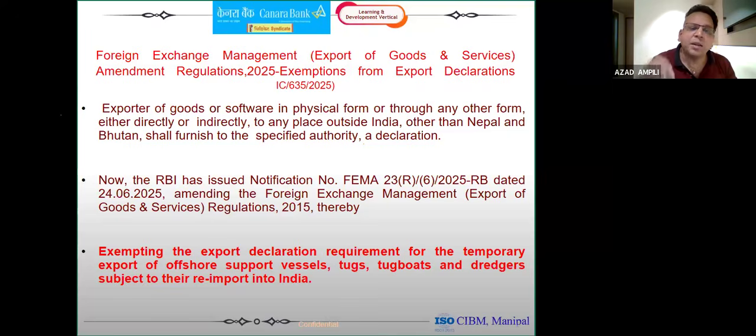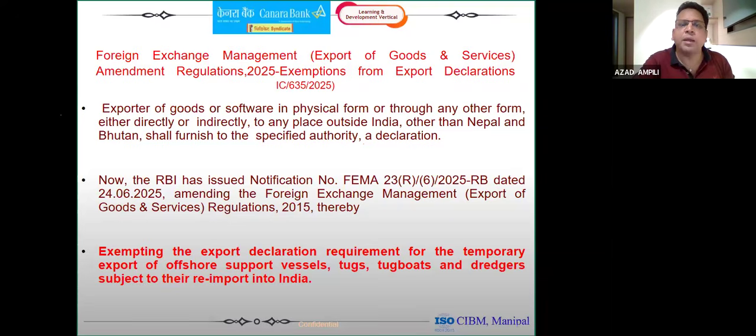What is that? Exempting the export declaration requirement for the temporary export of offshore support vessels, tugs, tugboats, and dredges, subject to their re-import in India. See, these vessels and tugs are going and they're going to come back to India. The main logic is, anything not for trade purpose, which is going and again coming back, for such things you don't need to declare. Export declaration form is not required. So this offshore support vessels, you remember.